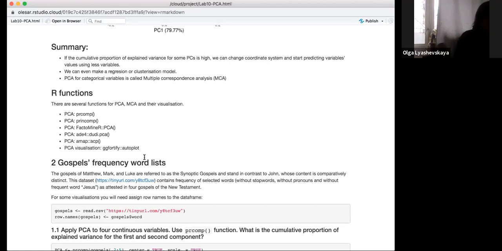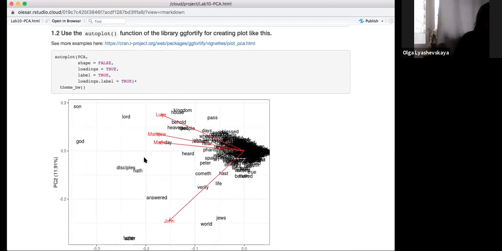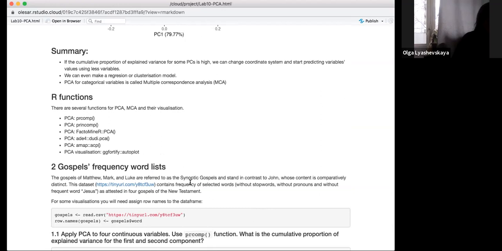Great, so let us go on with the next data set. We will use the frequency word lists from the Gospels of Matthew, Mark, Luke, and John to see some kind of portrait of these four texts. It is very well known that John's Gospel is comparatively distinct from the other three texts, and we can look at the variance of lexicon in this data.